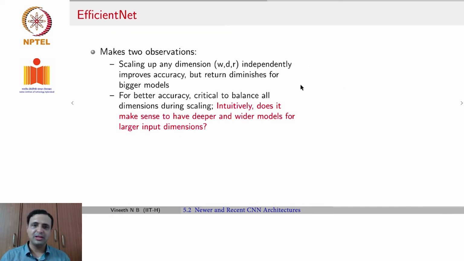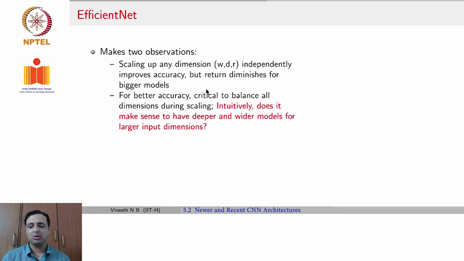So the inference that they made was it may be critical to balance all of these dimensions while scaling up or scaling down a model. It is not about only increasing width like wide ResNets. It's not about only increasing depth like in ResNets itself, but one should consider changing the width, changing the depth, and changing the input resolution carefully in a balanced manner to get maximum throughput with your resource constraints.